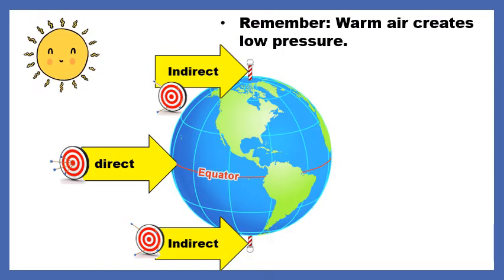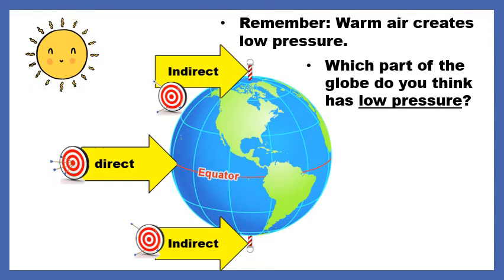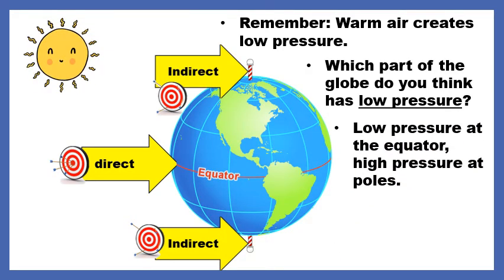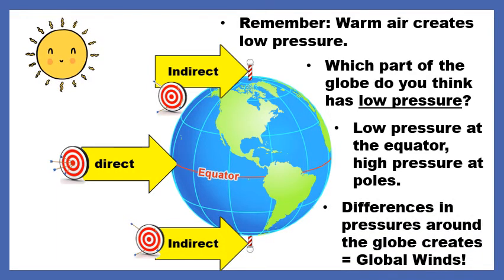Okay, I need you to remember that warm air creates low pressure, and you're probably going to get warm air if you're in direct sunlight. So what part of the globe do you think has low pressure? All right, hopefully you said that there's low pressure at the equator, meaning that there's high pressure at the poles because they're going to be colder because they're not getting direct sunlight, they're getting indirect sunlight. All right, and these differences in pressure, high pressure at the poles, low pressure at the equator, are going to create winds, specifically global winds, because it's at a much bigger scale.